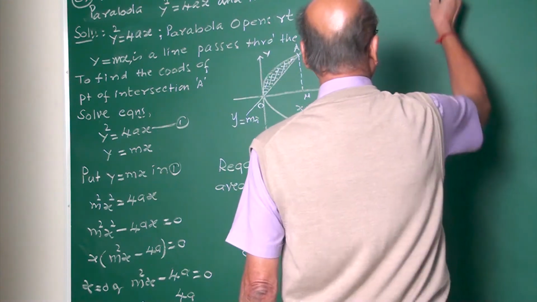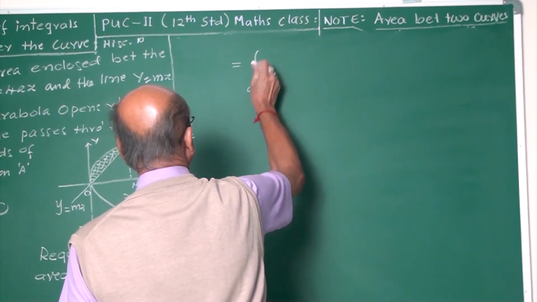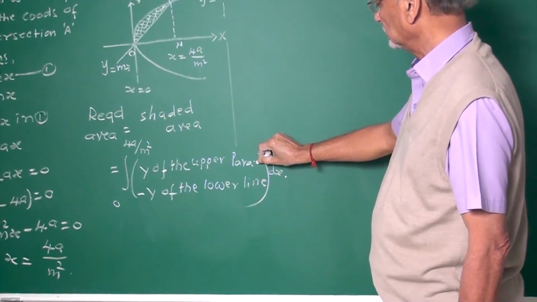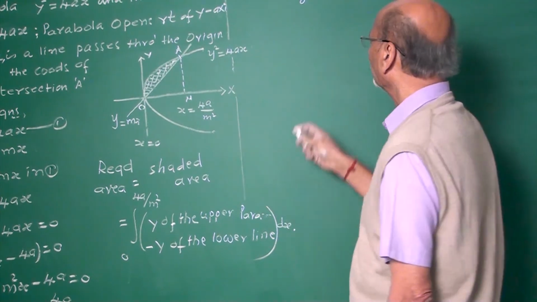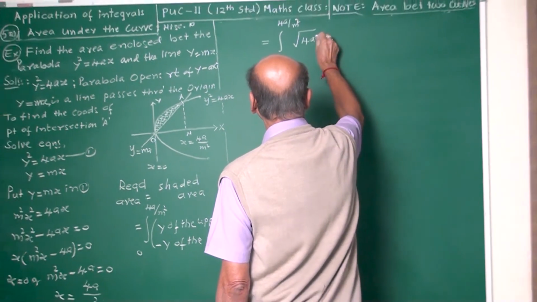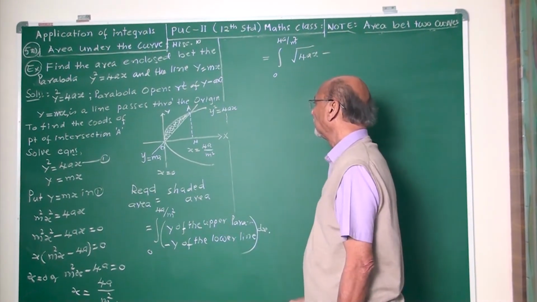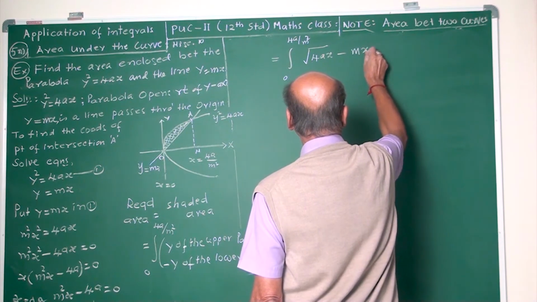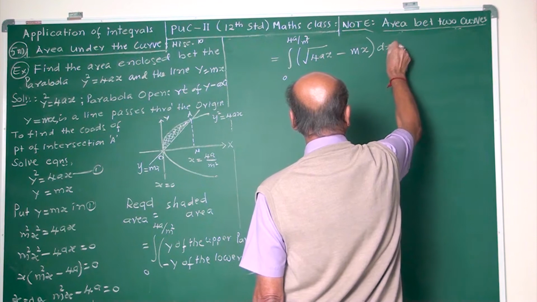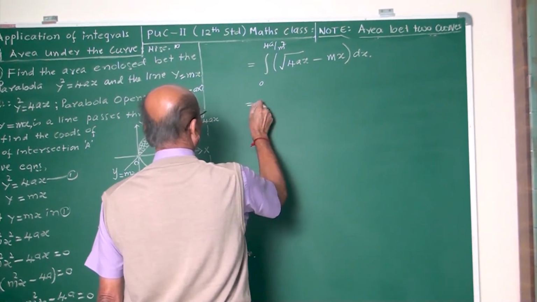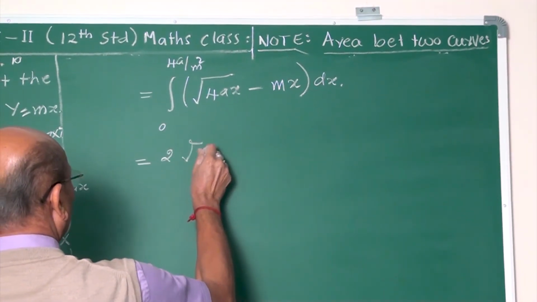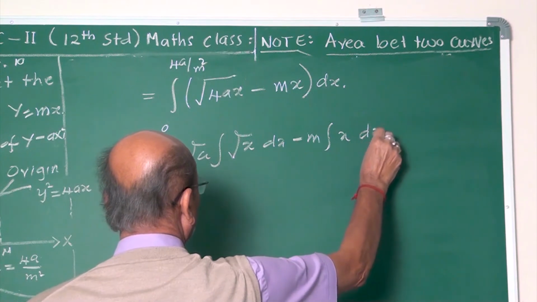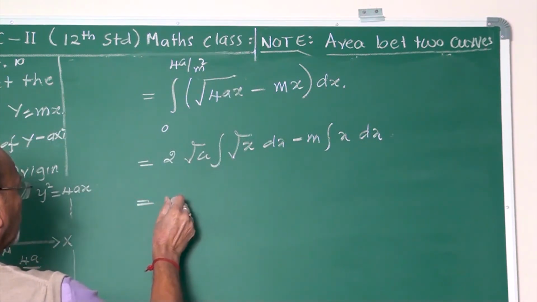Yes, my friends, this is the integral from 0 to 4a upon m square of y of the upper parabola, which is square root of 4ax, minus y of the lower line. What is y of the lower line? It is mx. This you must integrate with respect to x. Equal to square root of 4 times square root of a, integral of square root of x dx, minus m integral of x dx. Once again, my friend, we have done this so many times.